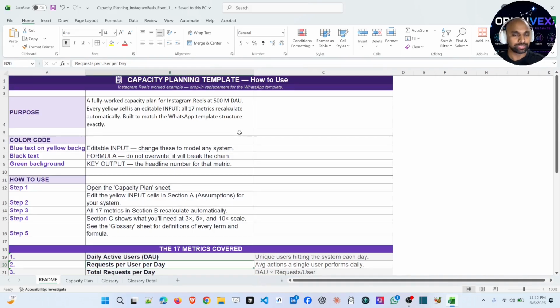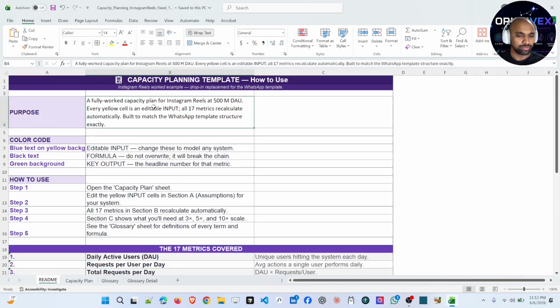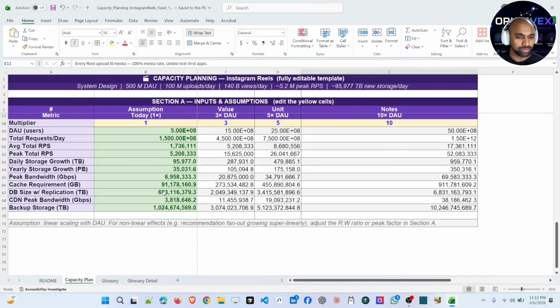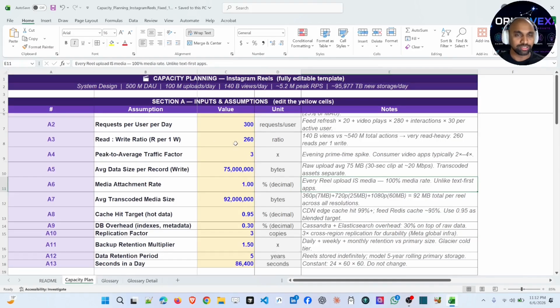This is the template I have created, and I'm using it for calculating the system design for Instagram. The purpose is a fully worked capacity plan for Instagram Reels with around 500 million daily average users. Every yellow cell I can show you in the capacity plan, there are a few cells that we can edit.